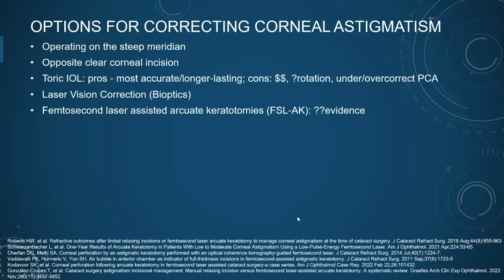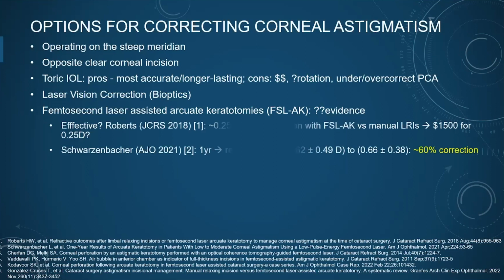And the question that I would say is, where is the evidence? When femto first came out, everyone was all excited about, oh my gosh, we can use these lasers to make incisions to correct the astigmatism. But if we look at the literature, how effective are they? A paper in JCRS 2018 showed that in a head-to-head comparison of femto and manual LRIs, you really got about a quarter diopter more with the femto compared to a manual LRI.